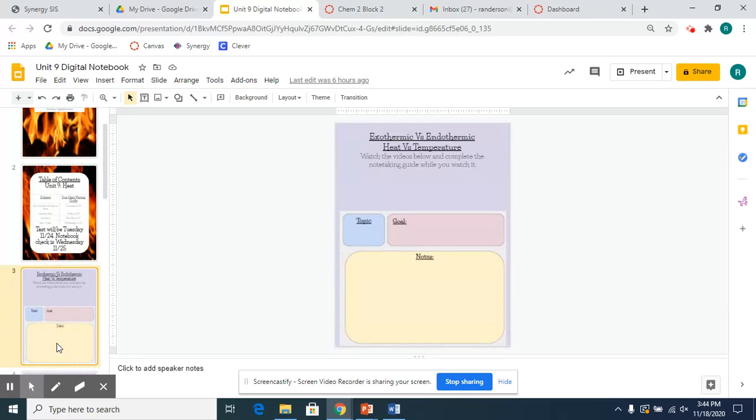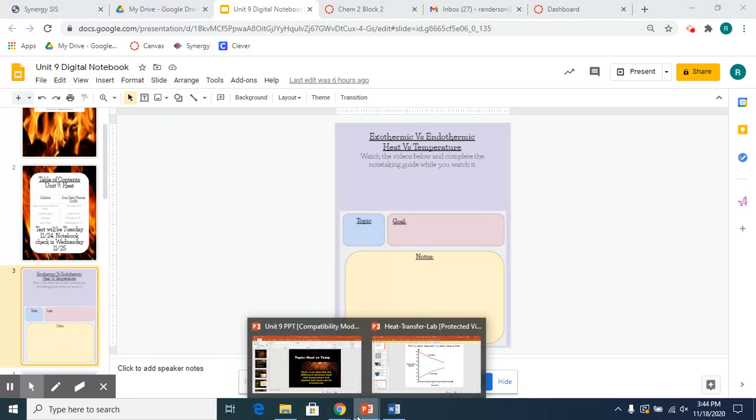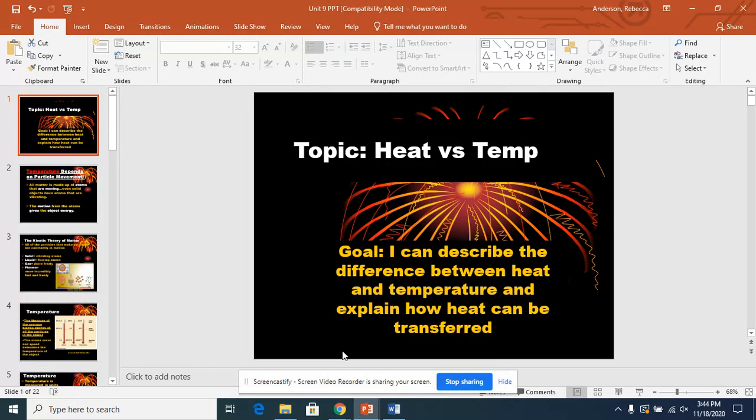So this first section is exothermic versus endothermic and heat versus temperature. So your topic is heat versus temp, and your goal is I can describe the difference between heat and temperature and explain how heat can be transferred. Of course, you could pause the video wherever you need to make sure you write everything down that's on the screen.